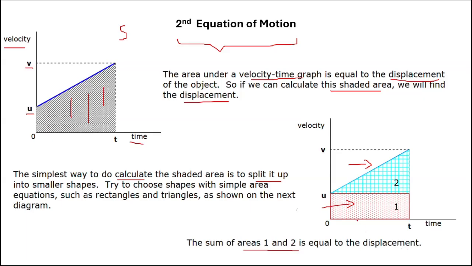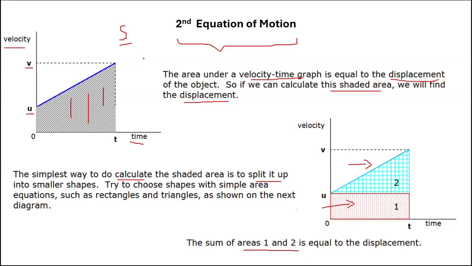So now what do we have to do? We have to find area 1 and area 2. Then we will add both of these areas, and we will get the overall area under this velocity time graph, and that area will be equal to the displacement s by definition.